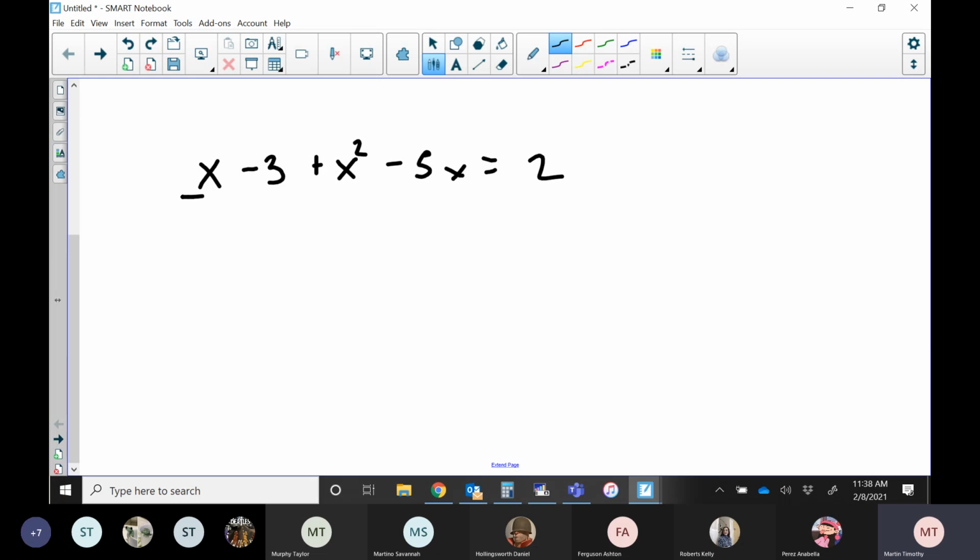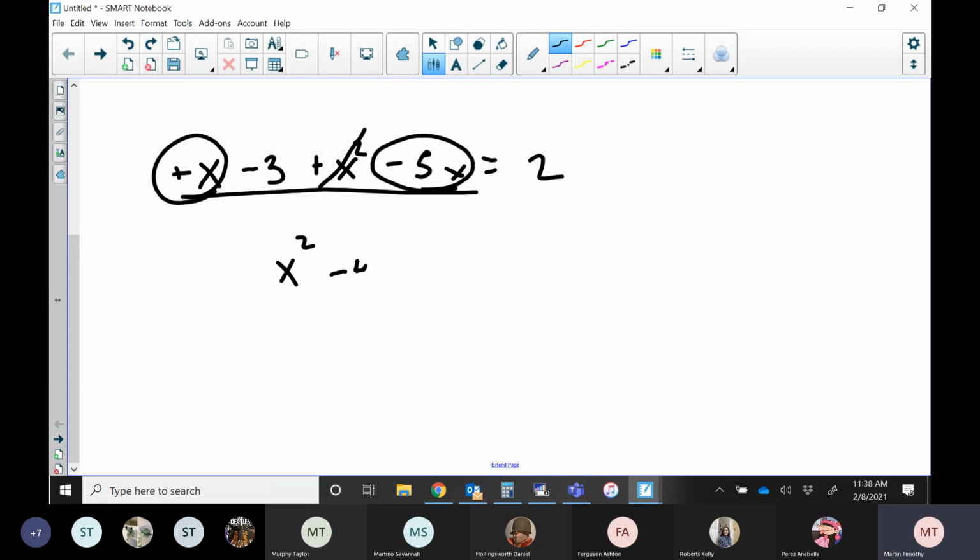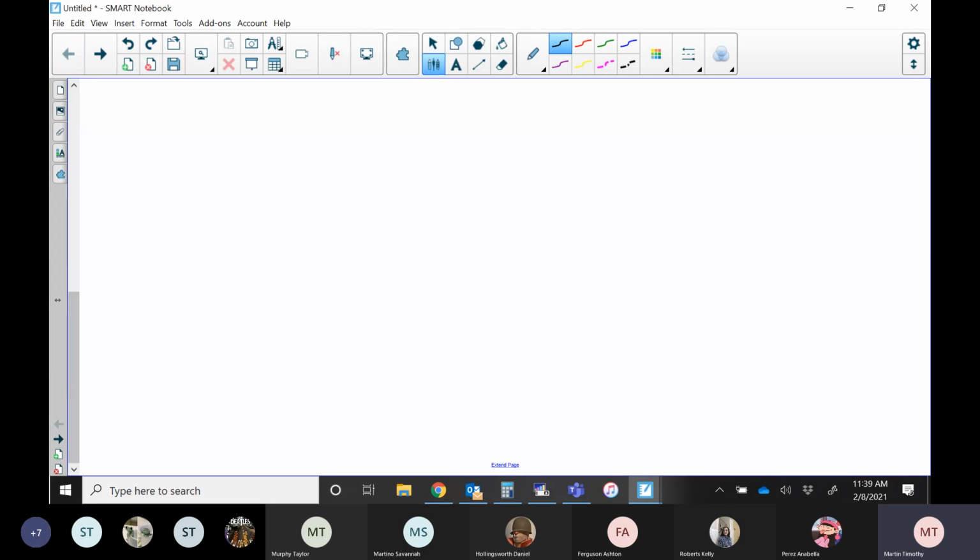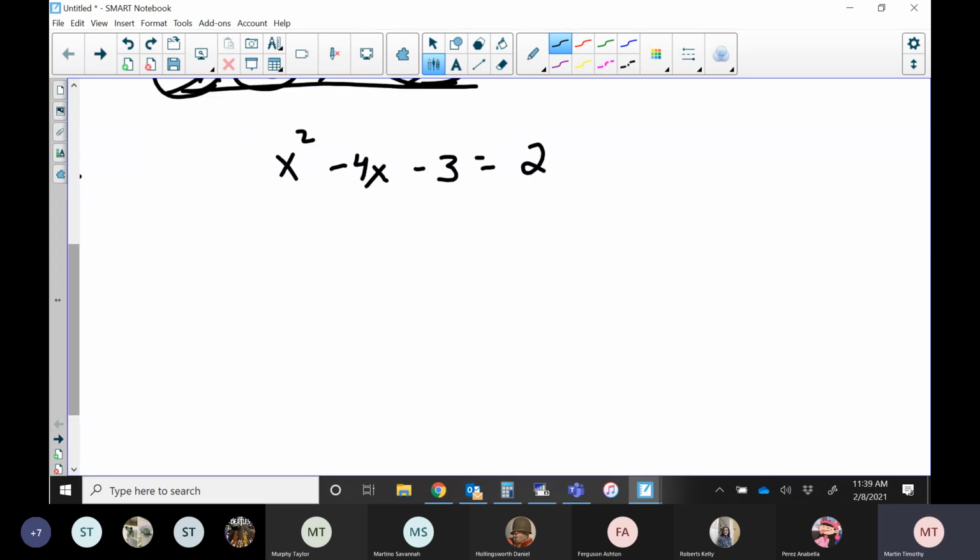So first, I'm going to reorder this so it's in standard form. So I'm going to put the x squared first. I'm going to combine a positive x with a negative 5x, which is going to turn to a negative 4x. I'm going to put this negative 3 behind it, keep the sign with it. I'm then going to say, okay, I still don't have just one type of x, so I am going to have to solve this by factoring, which means I have to set it equal to 0.